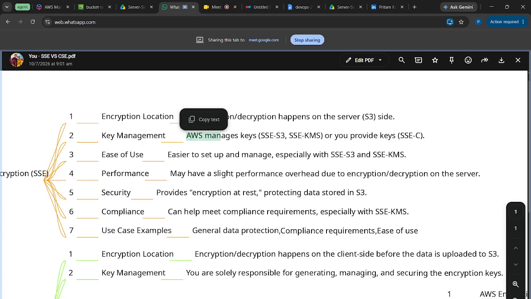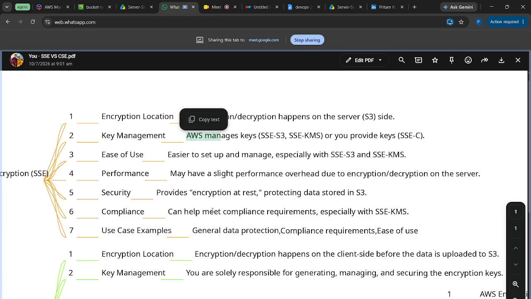Then comes compliance. It can help meet compliance requirements, especially with SSE-KMS. I have already told you organizations have audit and compliance processes, because they want to make sure that the data is secure and under their control. So if you are using SSE-KMS, which is another encryption process in AWS S3, that can help you meet your compliance.